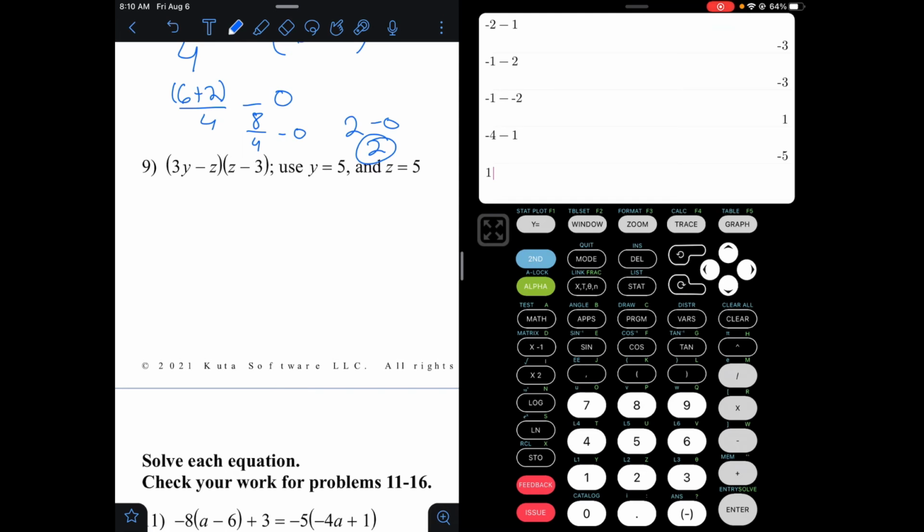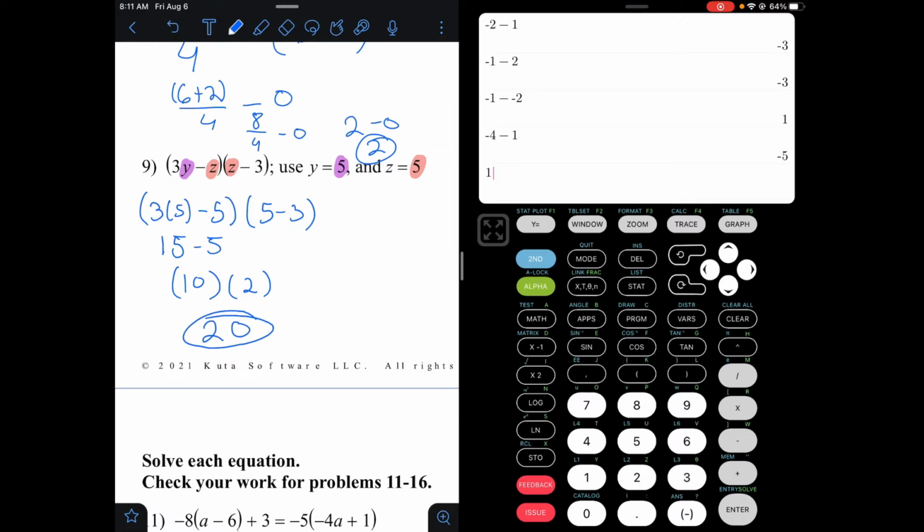We can do 9. So we'll plug in a 5 for y, plug in a 5 for z, and we get 3 times 5 minus 5 times 5 minus 3. So again, we need to do it in parentheses. So if we look here, we've got 3 times 5, which is going to be 15, minus 5, which is going to give us a nice 10. Then we got 5 minus 3, which is 2, which is going to give us a 20.